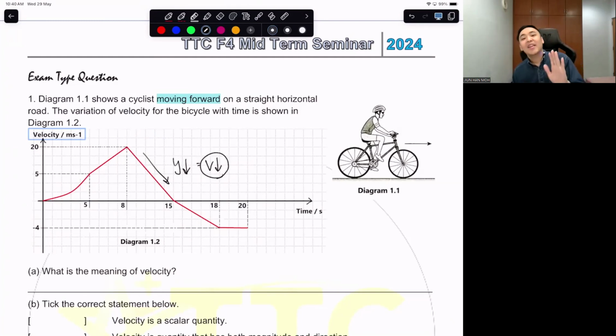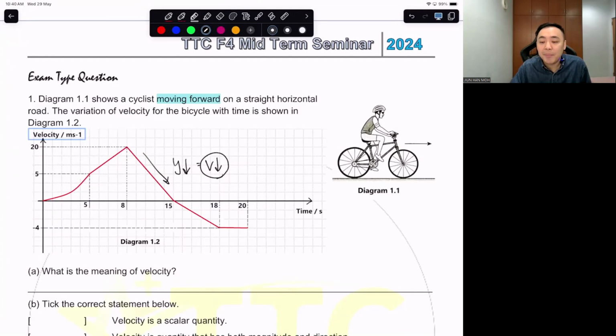For the VT graph, listen to this. Always try to understand. To be honest, you know what's the biggest problem with motion graphs? Everybody wants to memorize it. You just say, I memorize the shape lah. If I see the graph go down like that, it must be decelerating. No, it won't work, because displacement and velocity are different. So instead, try to understand them. Getting what I mean, right?